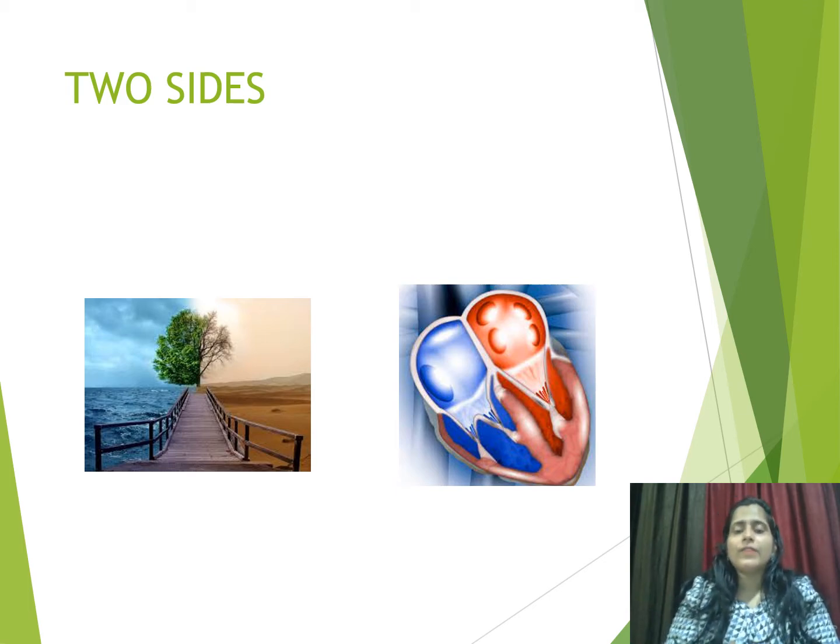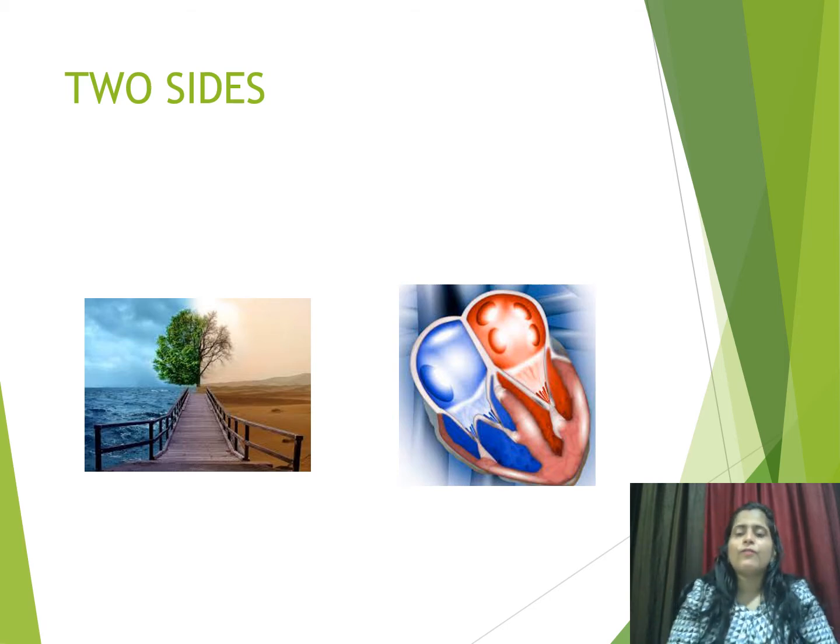Okay. One side, as you can see in the picture, is blue in color and another side is red in color. Why so different? Any guesses? Yeah. Blue color receives deoxygenated blood and red side has oxygenated blood. Okay. Now blue color represents right side and red color represents left side.